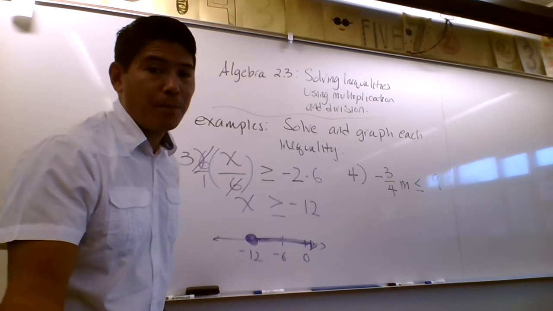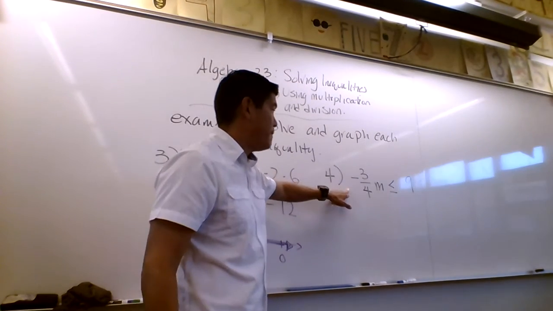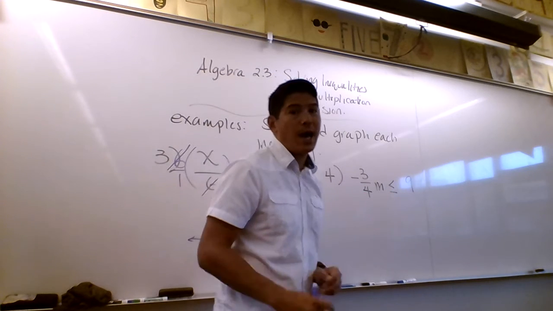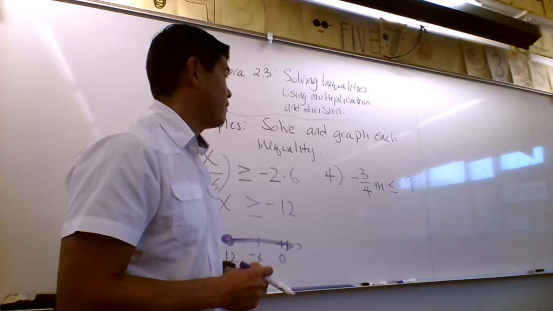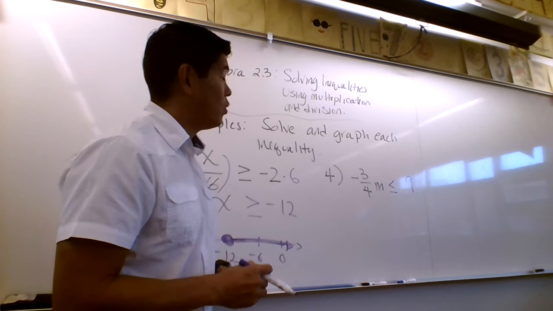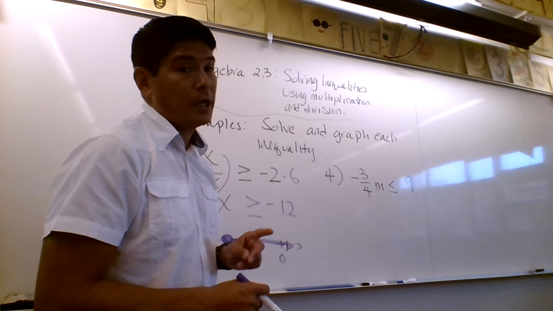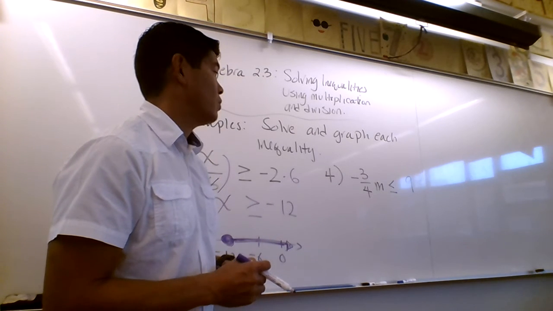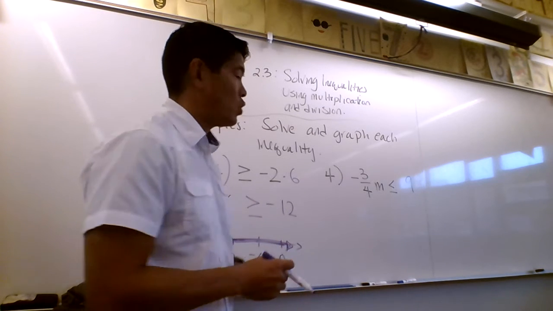And then on example 4, here's what we have. Negative 3/4 m is less than or equal to 9. I know some people have difficulty when they see a fraction in front of the variable. I think we've talked about this before. You can solve this in 2 steps, but I'm always going to solve it in 1 step. If the only operation with the variable is a fraction in front of the variable, you always want to multiply.